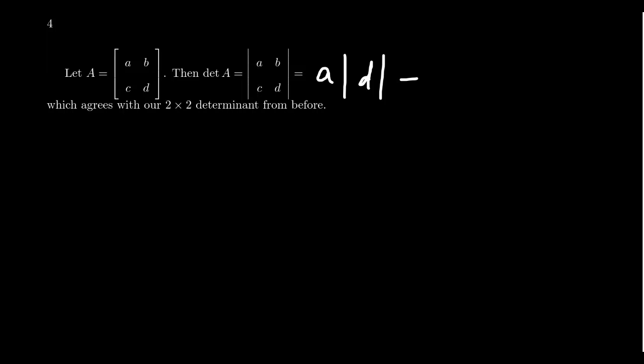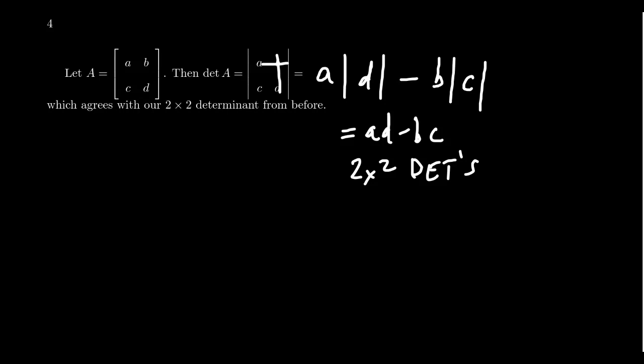the 1-2 position, which is B. We remove the first row, second column. That'll then give you the minor, which will be just the 1x1 matrix C. And these are determinants, right? We're not taking absolute values. So since the determinant of a 1x1 matrix is just the number itself, you'll get AD minus BC, which is what I claimed was the 2x2 determinant before.